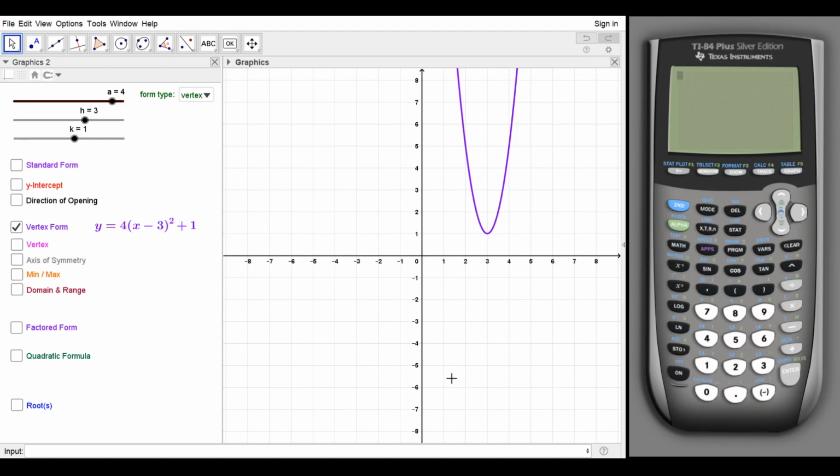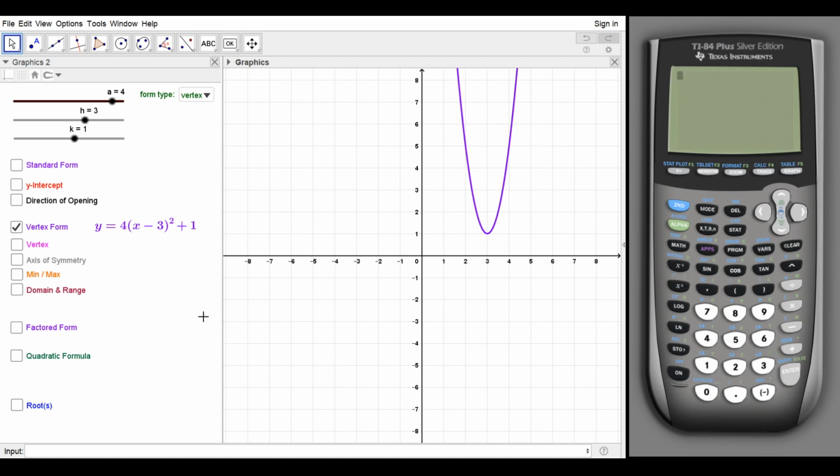In this video, I would like to go back to my two examples, the examples that I did where I converted vertex form to standard form to vertex form, and found all the properties. And I'd like to actually show you the graphs, both using GeoGebra and also on your graphing calculator.